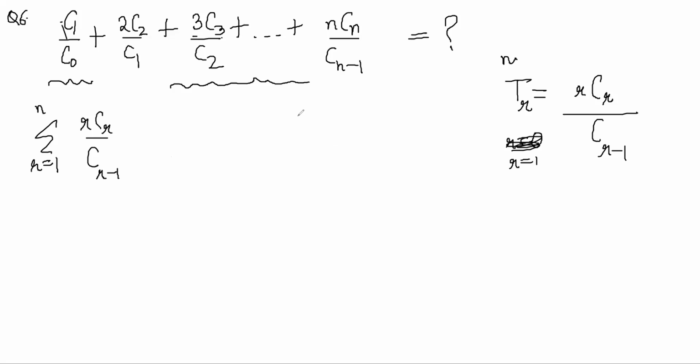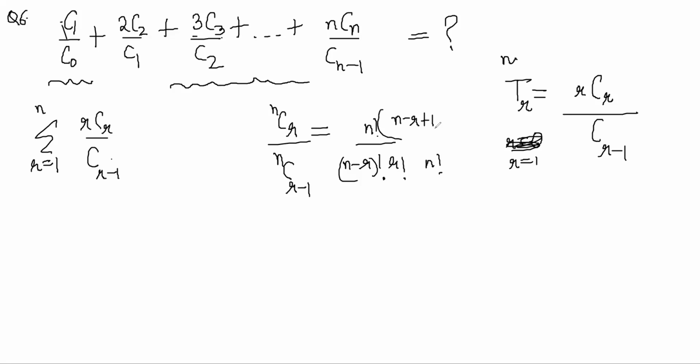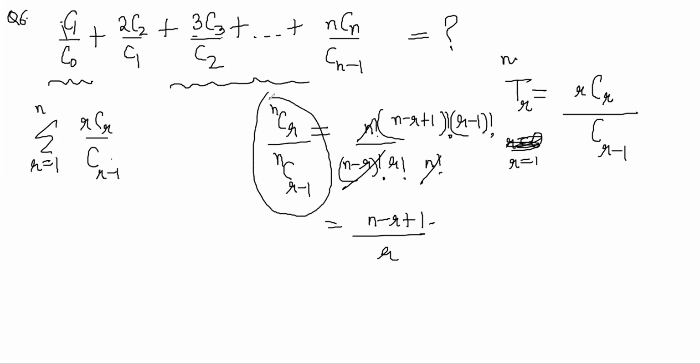Correct. So since we don't know how to handle these fractions, it's better if we try to simplify what is nCr by nCr minus 1, right? That will be n factorial by n minus r factorial r factorial, divided by n factorial by n minus r plus 1 factorial r minus 1 factorial, right? So n factorial cancels, this cancels, and it becomes n minus r plus 1 on top divided by r, right? This is what is coming.